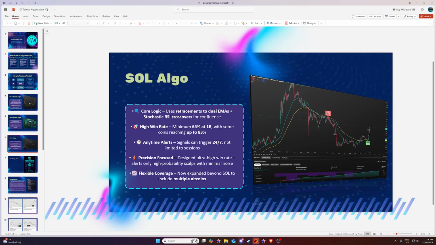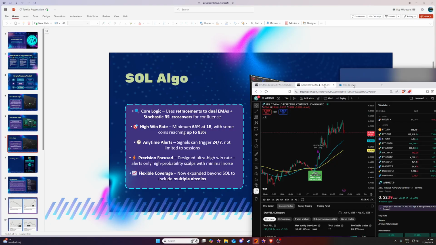And just a quick note in terms of the core logic behind this algorithm. It's actually quite straightforward. It's an indicator-based algorithm, unlike the BTC scalp algo and the alt scalp algo, which are based on price action. So this one is solely indicator based. Basically, when price retraces and taps a dual EMA at the same time as a stochastic RSI crossover, when that confluence occurs is when a trade is alerted.